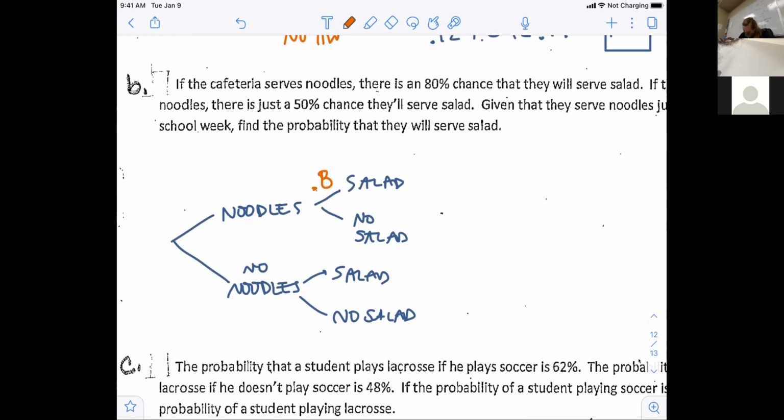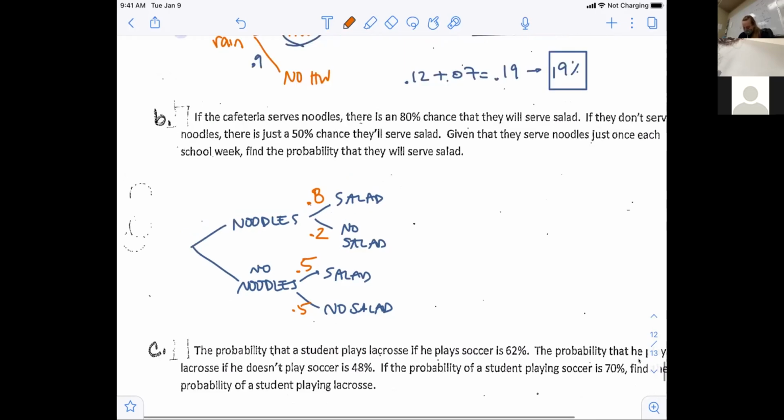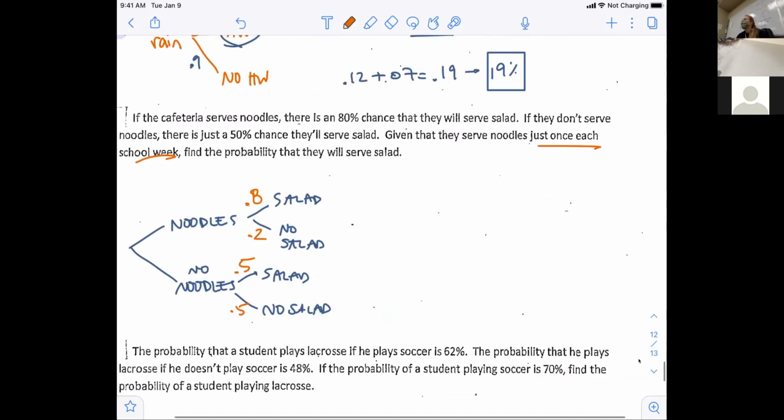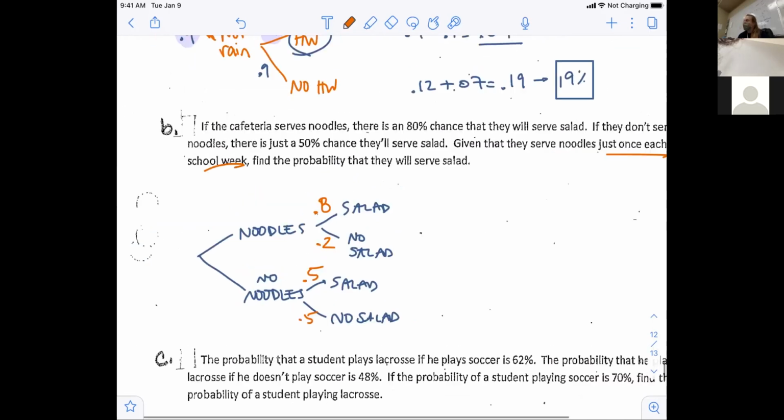0.2 or 20%. Good. Then it says if they don't serve noodles, it's just a 50% chance that they'll serve salad. So no noodles and salad is 50% or 0.5. What is it for no noodles and no salad? 0.5 again, 50%. And then it says they serve noodles just once a school week. One out of how many times? 5. That's 0.2. So yes, noodles is 0.2. What's the probability of no noodles? 0.8.